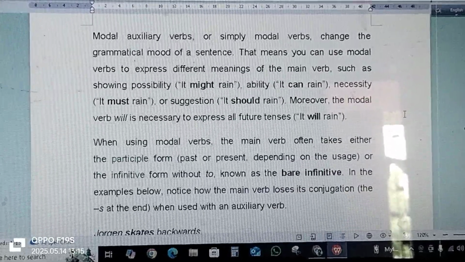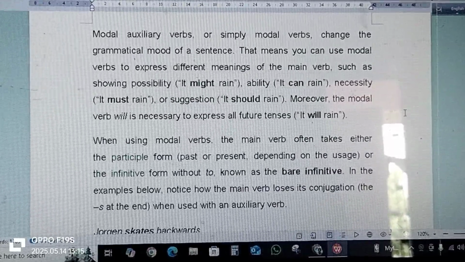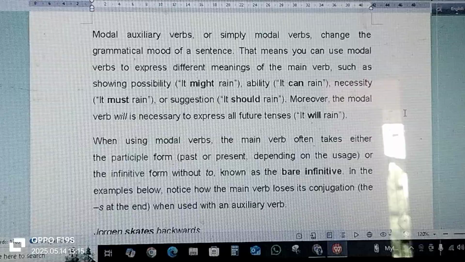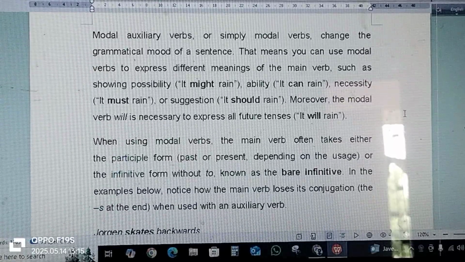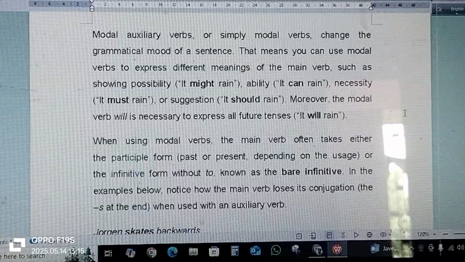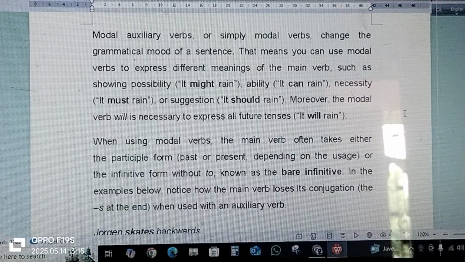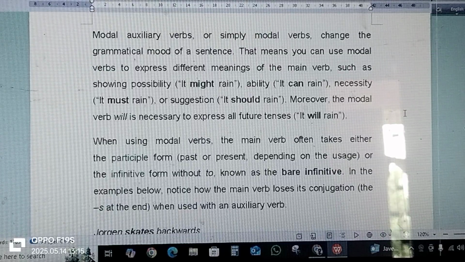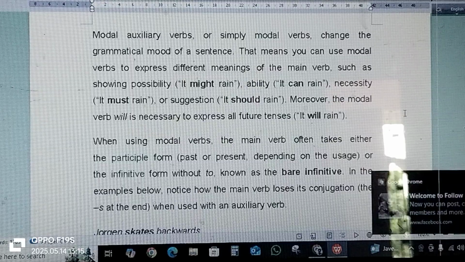Ability: to express ability, we use can. For example, it can rain. Necessity: to express necessity, we use must. For example, it must rain. While to express a suggestion, we use should in simple cases. For example, it should rain. Moreover, the modal verb will is used to express all future sentences. It will rain.